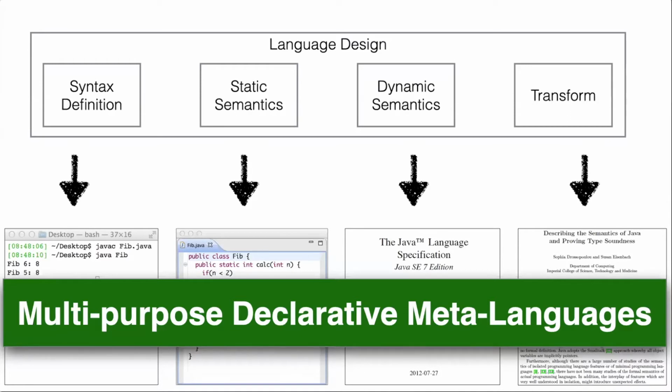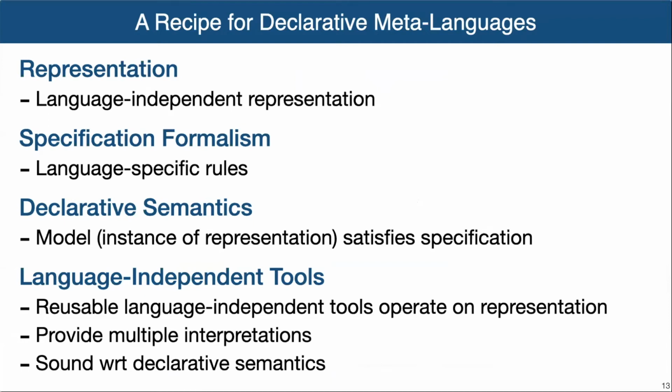Right, so that's what I'm working on, and here's a recipe for such declarative meta languages. What makes a meta language multi-purpose is that you reuse the understanding of how to turn language aspects into tools, rather than have a particular language designer come up with how to do code generation or how to do parsing. We make that into a reusable aspect that can be reused by language designers.